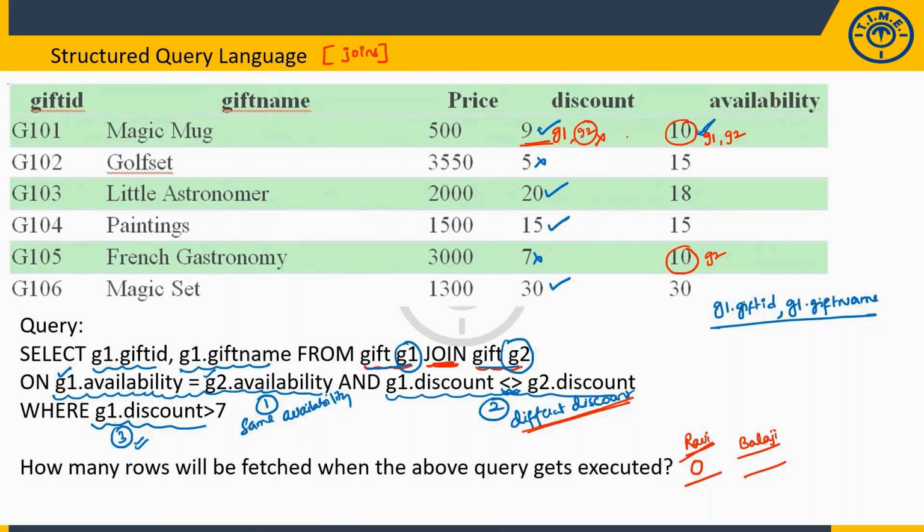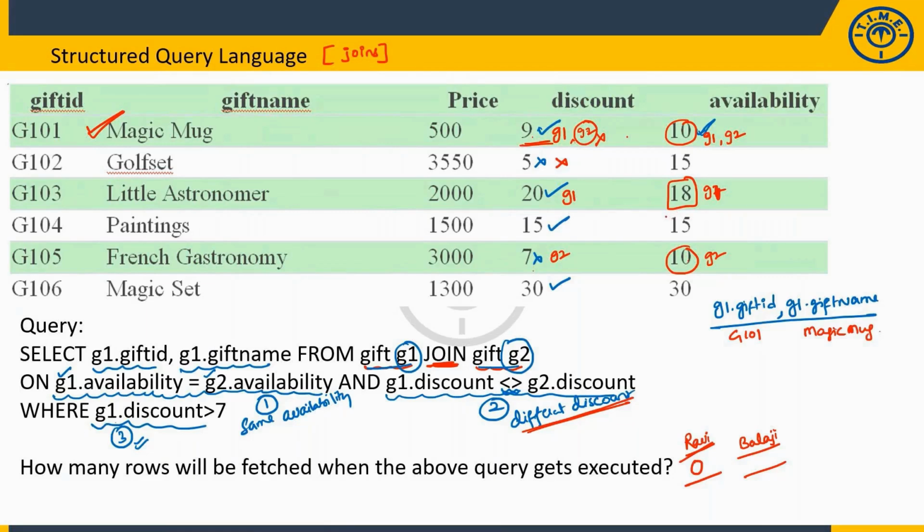This record is compared with the fifth record. The availability is the same. What are the discounts? The discount of this record is 9, and this record is 7. These two are different, so this record is going to be selected. The gift G101 with gift name Magic Mark is selected. Now this record is not selected. This is G1, and its availability is 18.